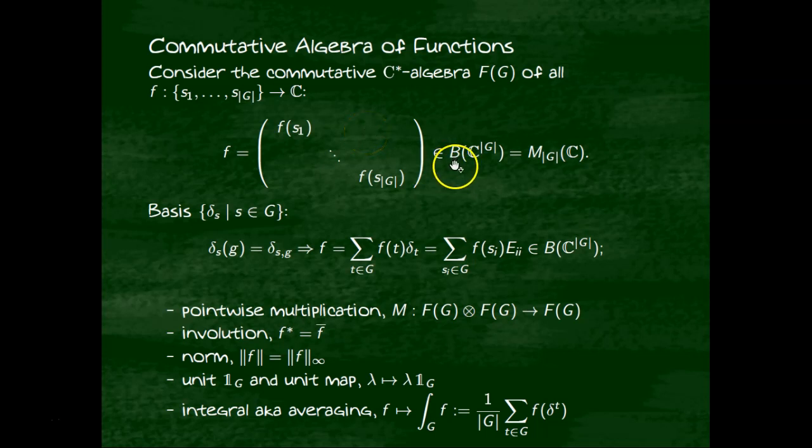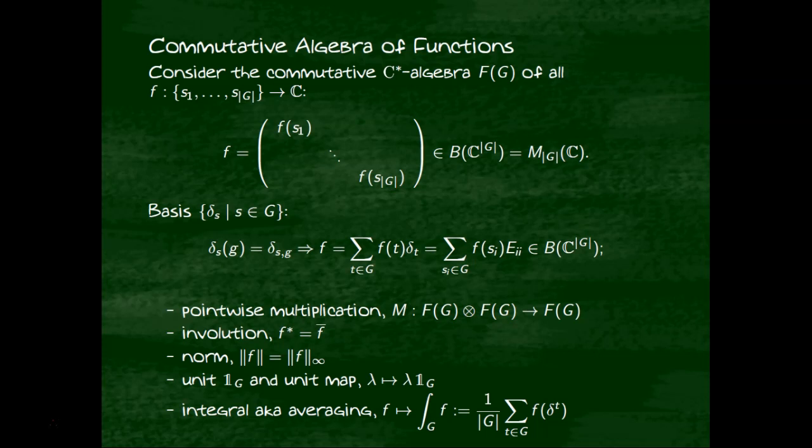So these are all bounded operators on C to the G, G copies of C. There are a number of elements in G copies of C. And so it lives in this thing. Now this will be a direct sum of this many one-dimensional factors.